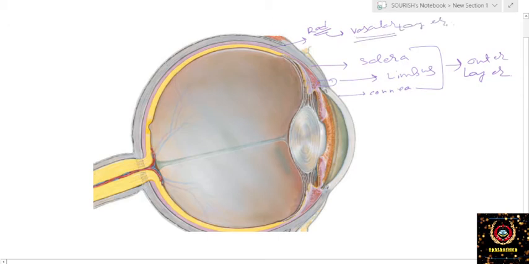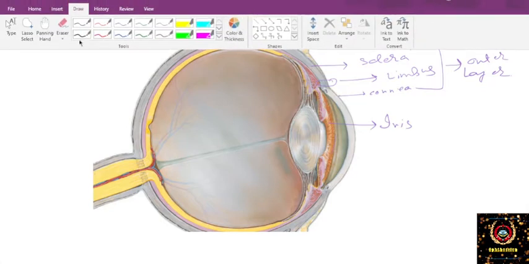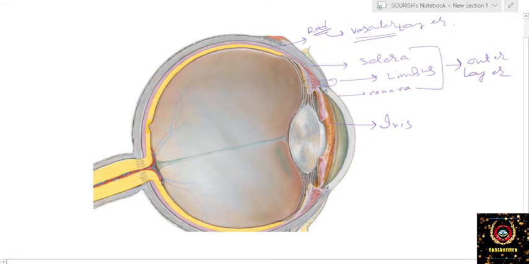Now as I have told, it consists of three portions. First is iris, second is ciliary body, and third is choroid. So from anterior to posterior, this is iris. Let me change my pen color. Iris is a circular muscular structure, but we are seeing it in a cross section, so bear with me. So this portion is iris. Now this portion is called ciliary body.